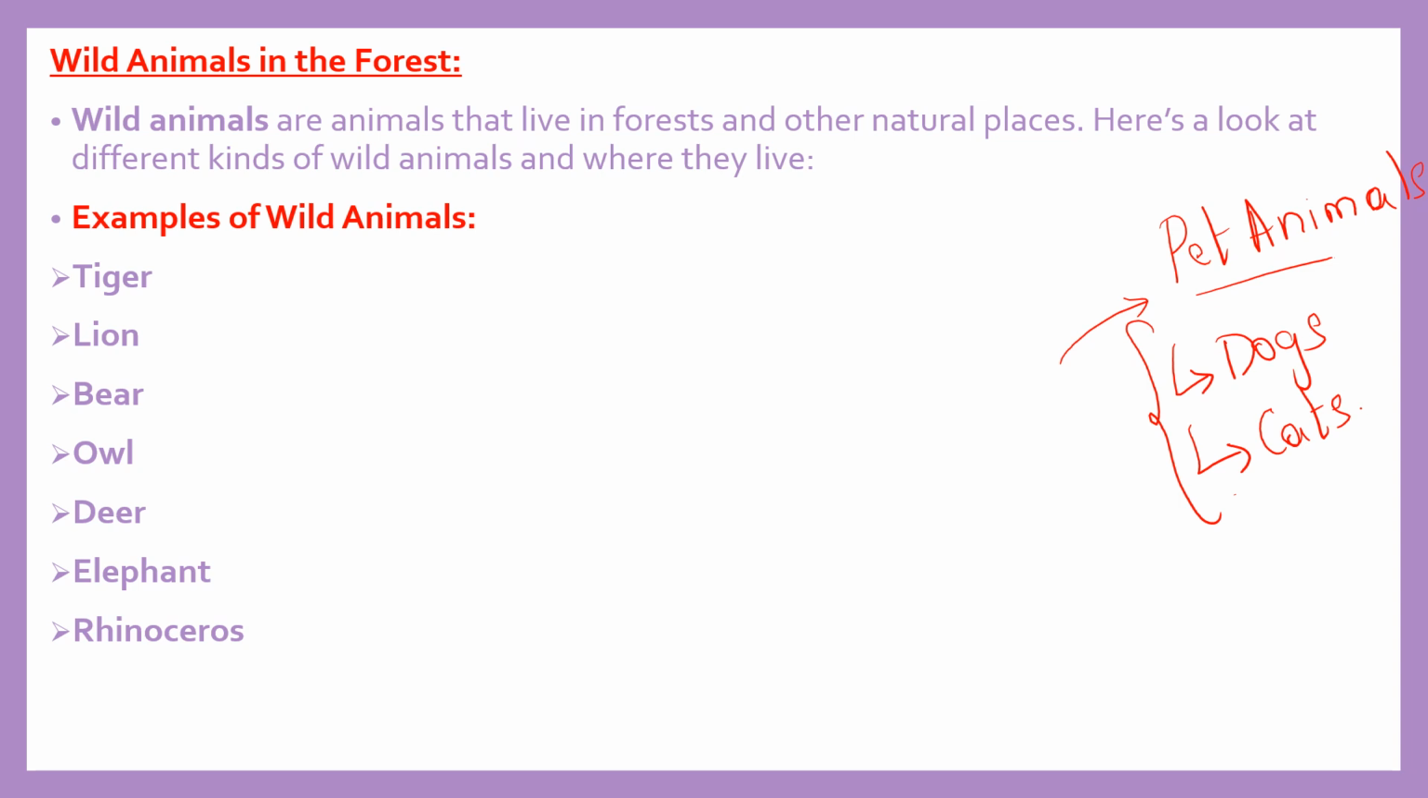Wild animals are animals that live in forests and other natural places. Here's a look at different kinds of wild animals and where they live. First of all, what are the examples of wild animals? Tiger, lion, bear, owl, deer, elephant, rhinoceros. You feel like, oh, what is this? Deer is also a wild animal? Yes, of course, deer is a wild animal. Even though it's not as ferocious or dangerous as a tiger or lion, it is a wild animal. It will be in the forest. You can't find it in any farm or home. So it's a wild animal.